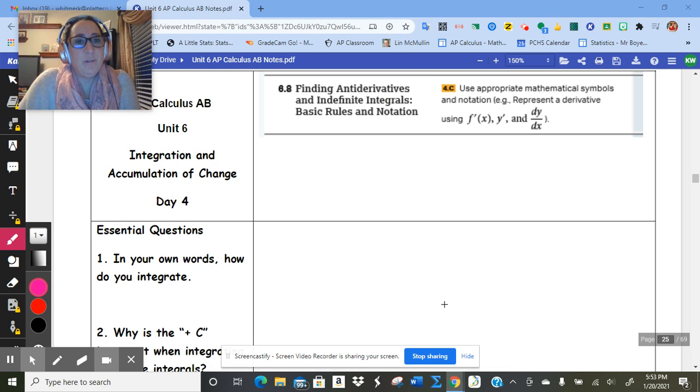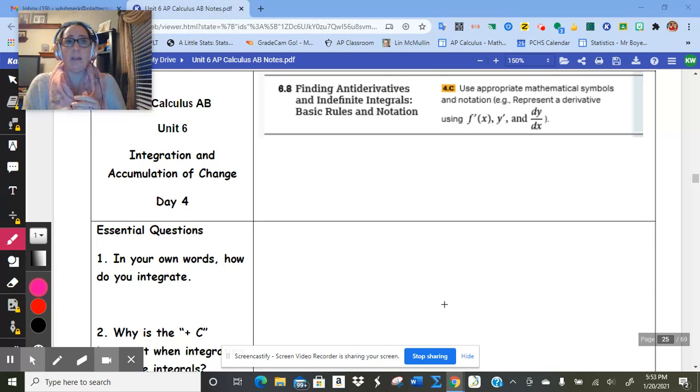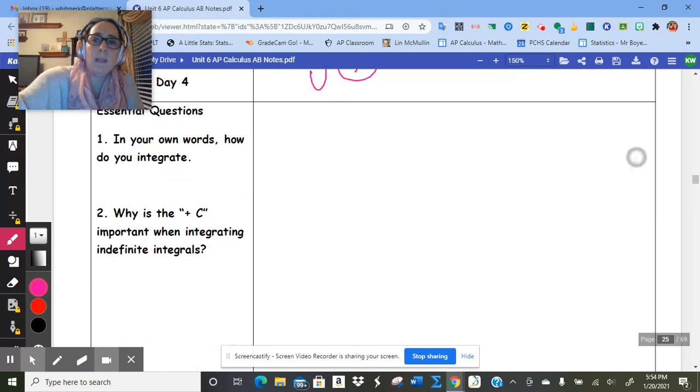Hey, welcome back. We are in day 4 now, and I'm so excited for today because we finally get to do some integration rules. So we hopefully have a really good understanding about what an integral is. Now we're gonna learn the rules, just like we learned with derivatives of product and power and quotient and chain. We have specific rules as well for these integrals. Yay!